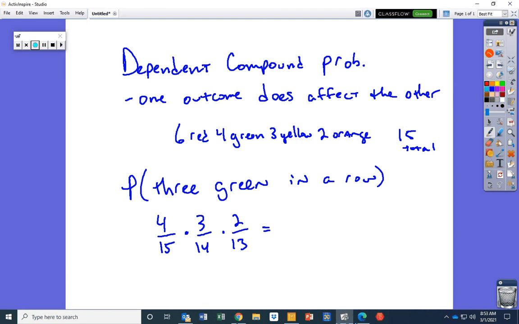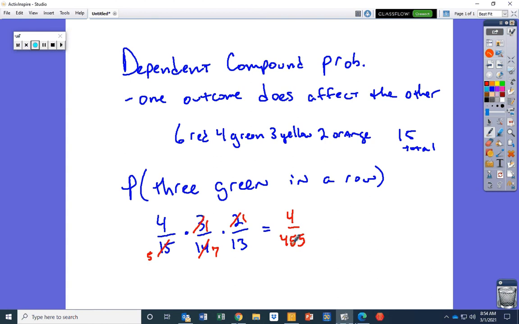I can cancel 3 and 15, right, to 1 and 5. Can I cancel 2 and 14? To 1 and 7. Can I cancel 4 and 13? No. So what's 4 times 1 times 1? 4. And what is 5 times 7? 35 times 13. What is that? 455. Okay. Can I reduce this? No. I can't. 455. Okay. Does that make sense how we do this?